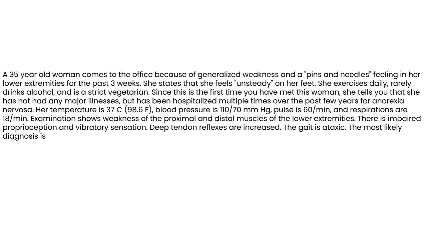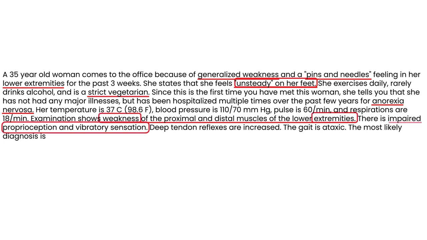And finally, the last one: a 35-year-old woman comes to the office because of generalized weakness and pins and needles feeling in her lower extremities for the past 3 weeks. She states that she feels unsteady on her feet. She exercises daily, rarely drinks alcohol, and is a strict vegetarian. This is the first time you have met this woman. She tells you that she has not had any major illnesses, but has been hospitalized multiple times over the past years for anorexia nervosa. Temperature is 96, blood pressure is 110 over 70, pulse is 60, respirations are 18. Examination shows weakness of the proximal and distal muscles of the lower extremities. There is impaired proprioception and vibratory sensation. Deep tendon reflexes are increased and the gait is ataxic.